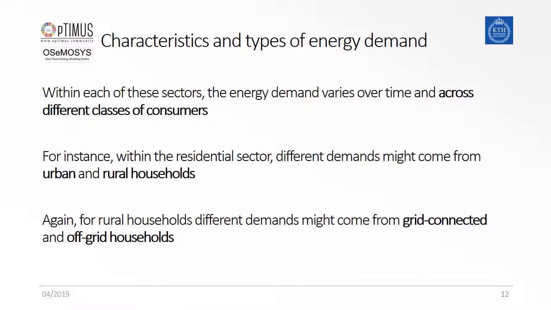The analysis and therefore also the forecasting of demands can go down to a very detailed level, since within each sector the demand varies again between the different classes of consumers. For example, an urban household has a different demand pattern as a rural household, and among rural households the demand pattern will be affected depending if the household is grid connected or not.